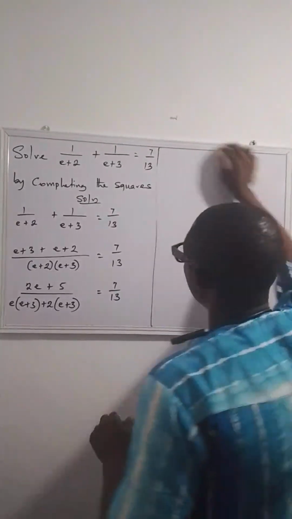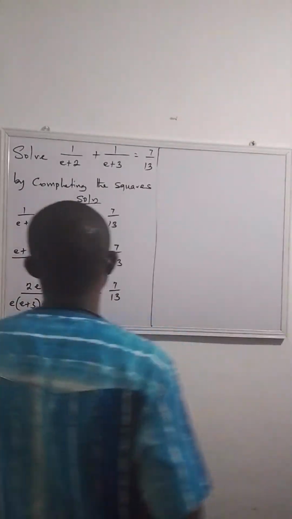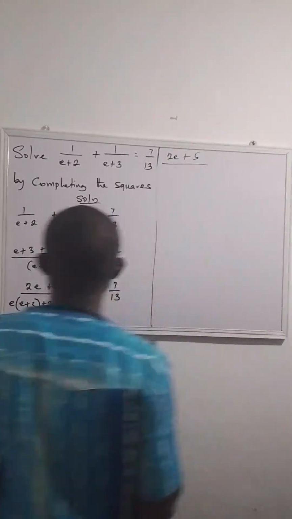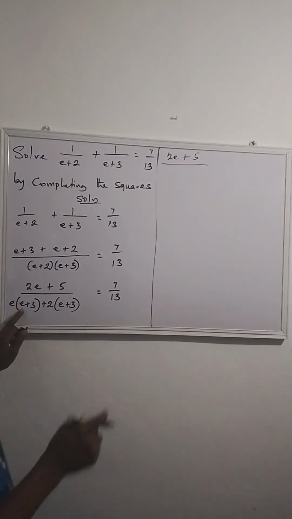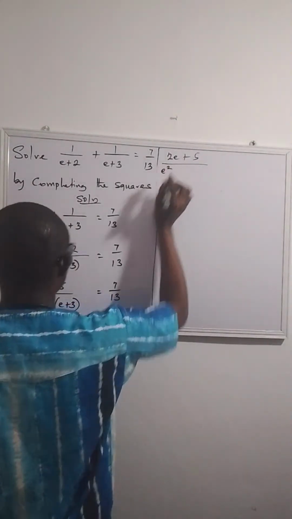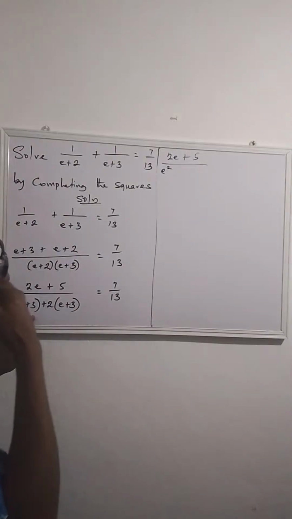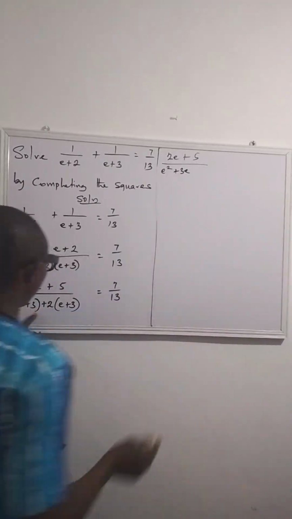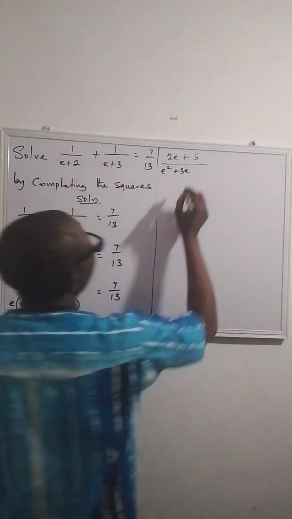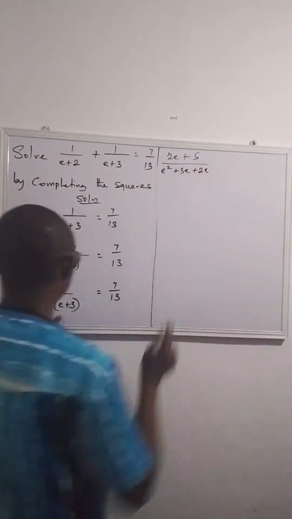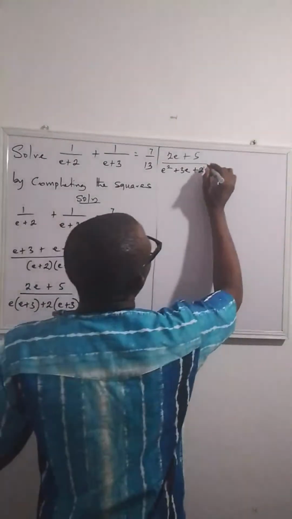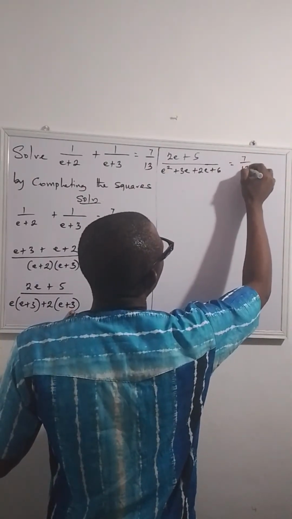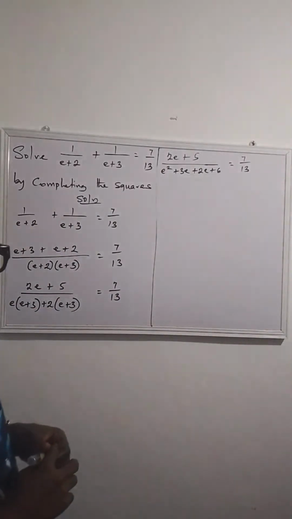Now let's open the brackets. So now we have 2e plus 5 over... Now let's open the bracket here. So we have e times e, that is e squared, plus e times 3, that is plus 3e. Now here you have 2 times e, you have plus 2e. Okay, 2 times 3, that is plus 6. Now equals to 7 over 13. All right, hope you get that.